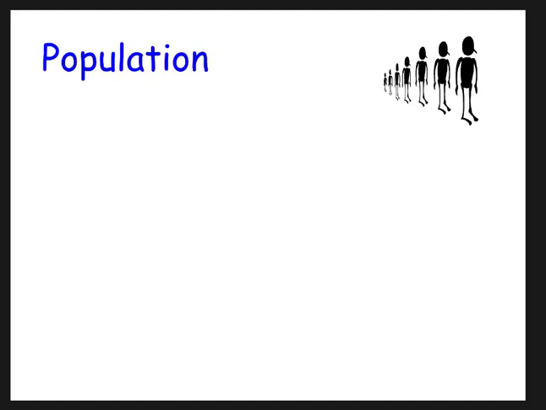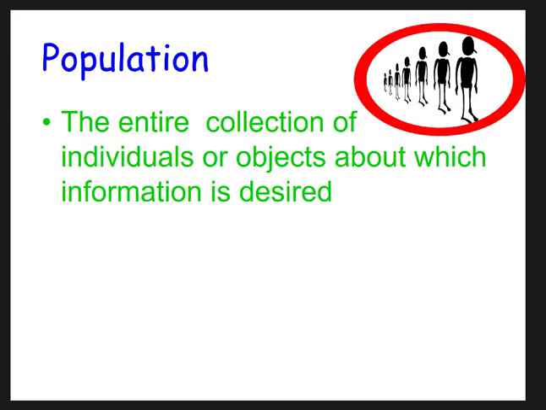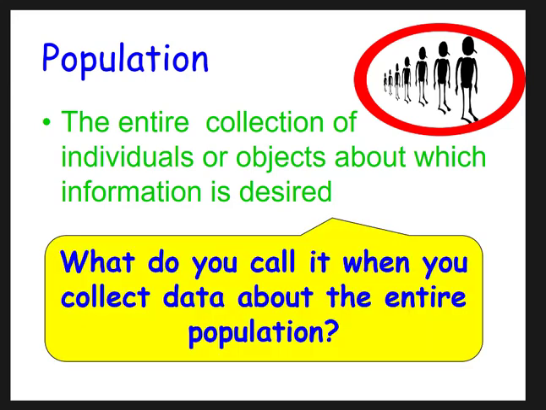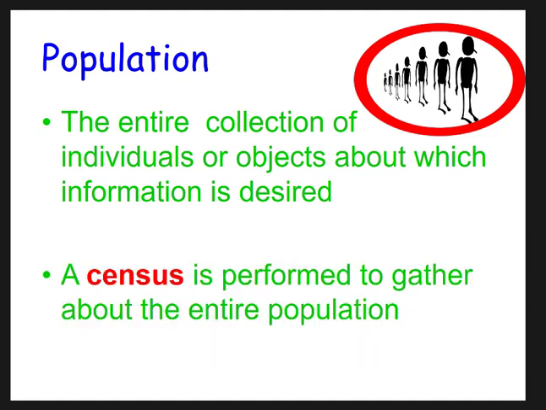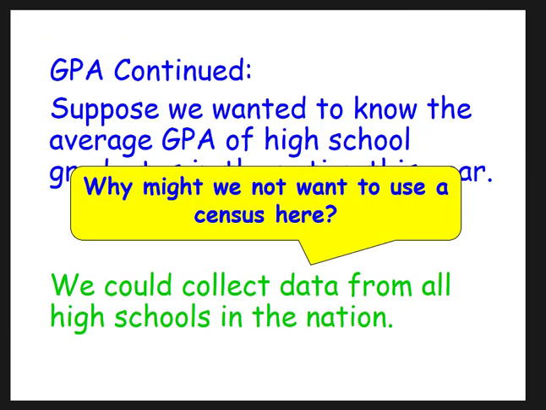So what is the population? Population is the entire group of objects or individuals that we want to learn about. So what do you call it when you collect data from the entire population? That would be called a census. A census is that attempt to gather information from every item or person in the population. So in this case, if we tried to collect information from every high school in the nation, that would be a census.